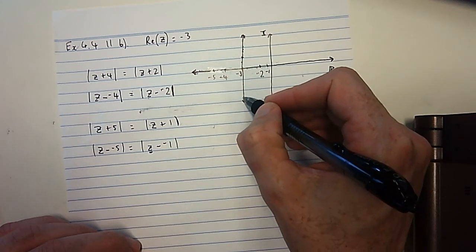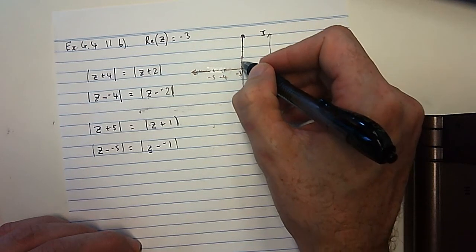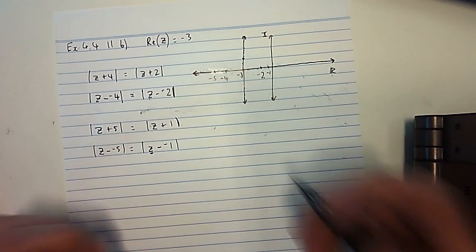Well, all of the z values that exist all lie on this line. I hope that helps to explain it.